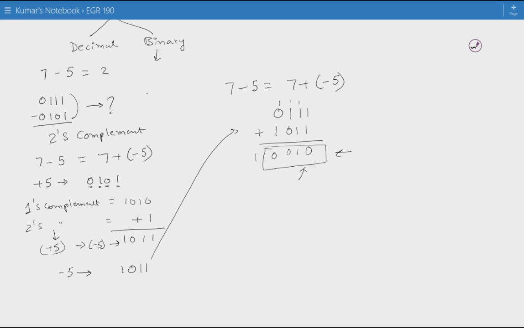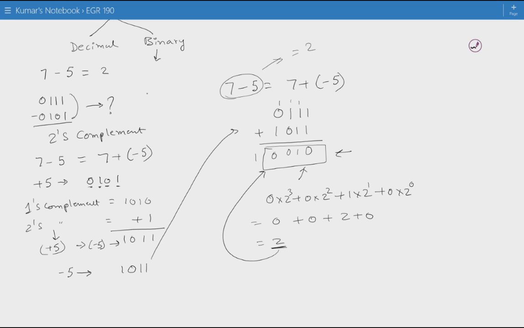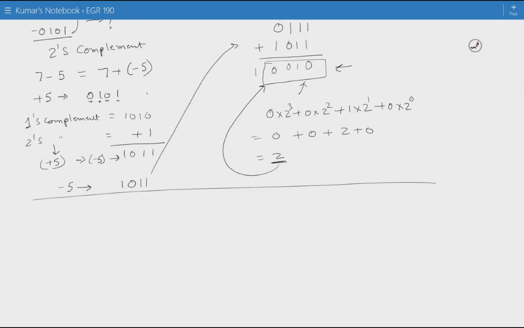Let's look in if this is actually 2. 0 times 2 to the power 0 plus 1 times 2 to the power 1 plus 0 times 2 to the power 2 plus 0 times 2 to the power 3. This becomes 0 plus 0 plus 2 plus 0. So what we have here, 0, 0, 1, 0, is positive 2, which is the same as 7 minus 5 equals 2.